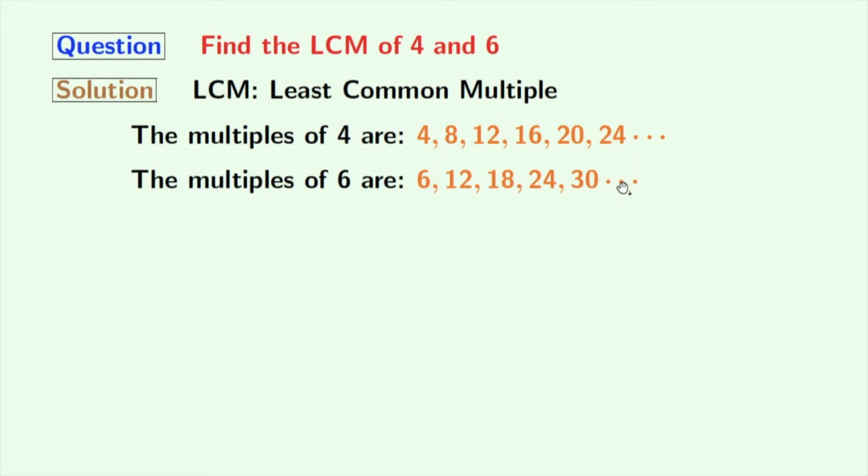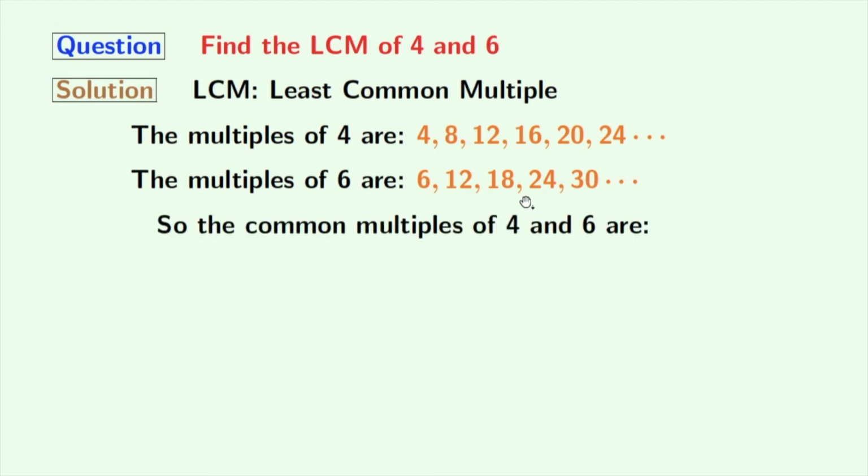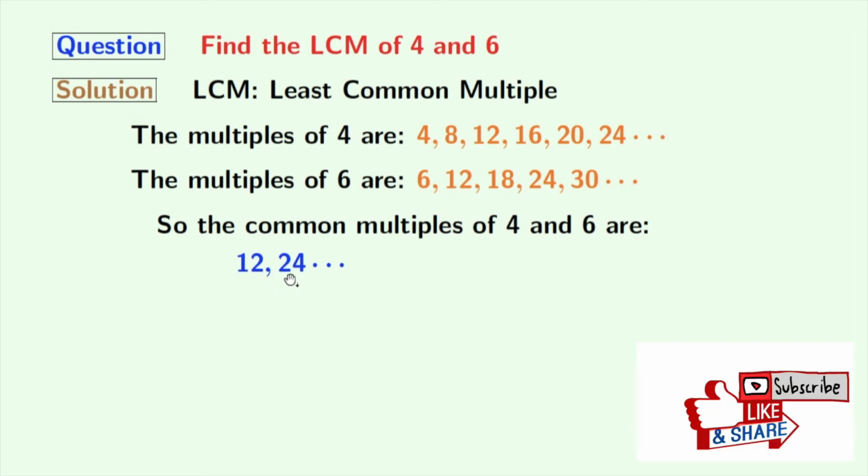Now look at these multiples. Here 12 and 24 are common multiples. So the common multiples of 4 and 6 are 12, 24 and so on.